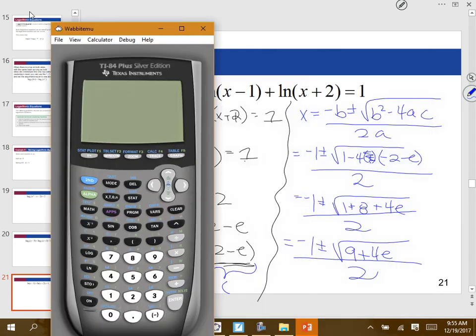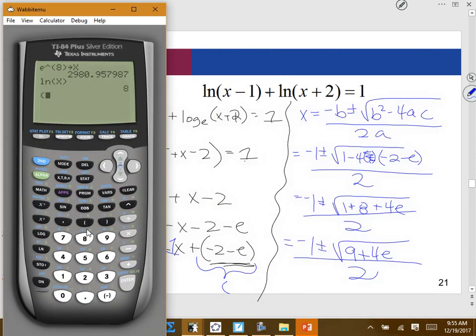So if we type those in, we'll type in negative 1 plus the square root of 9 plus 4e. There's my numerator. Divide that by 2, and I get 1.7, right? Now that's my x value. If I plug that in, can I take that as my x value? 1.7 minus 1 should work, right? 1.7 plus 2 should work, right? If I do the other one, if I do the negative, I get solutions that are negative. I can't take the logarithm of those negatives. So the only one I want is the positive version of that.